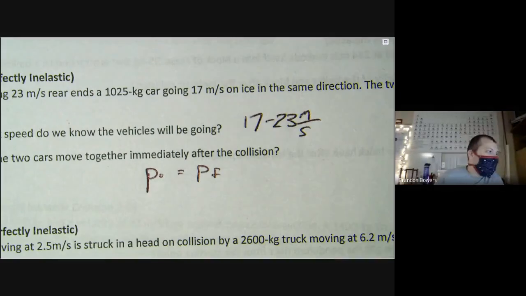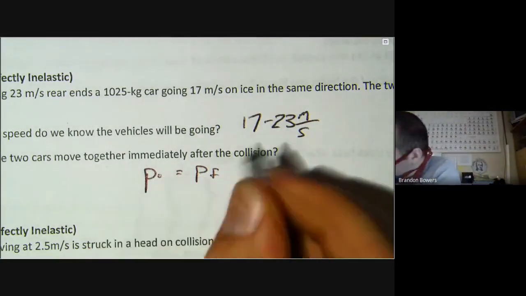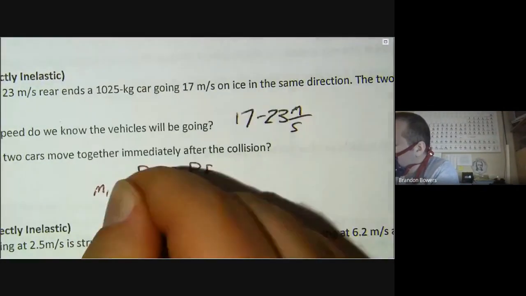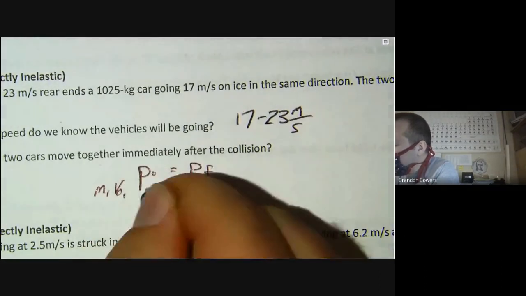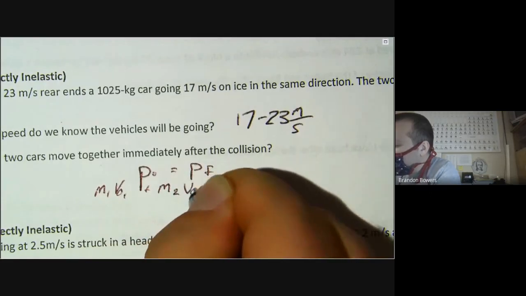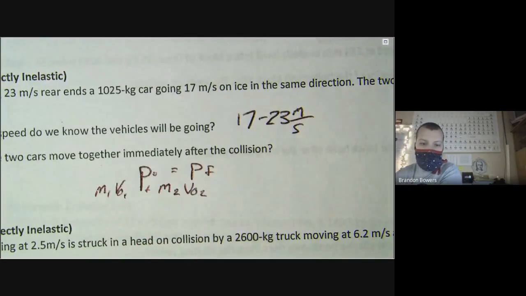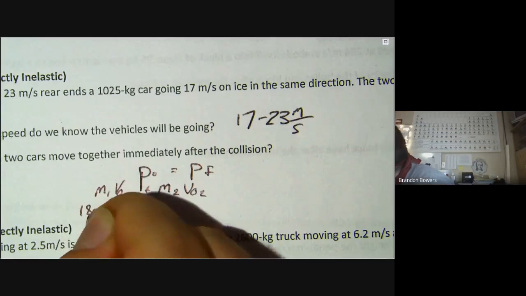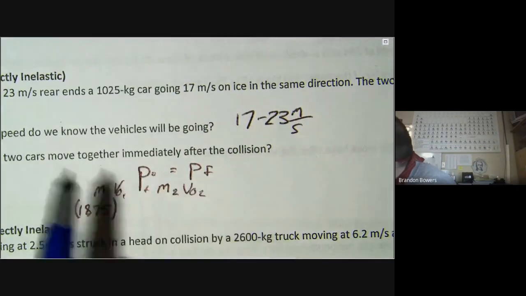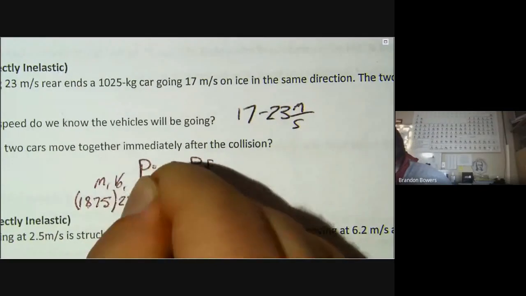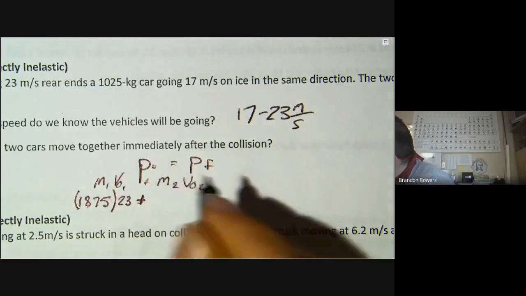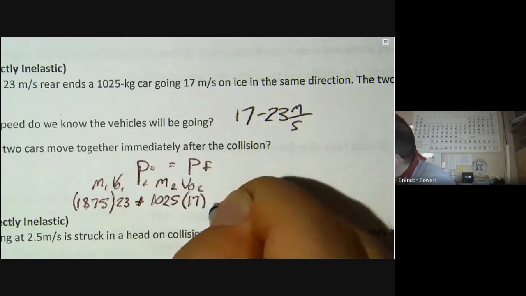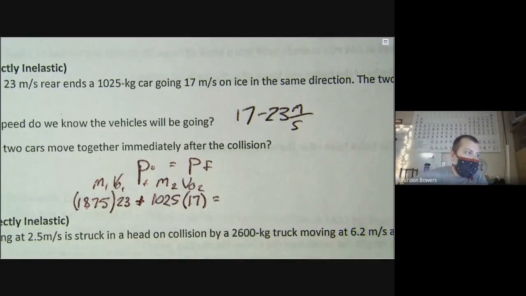All right. So we know the mass of car 1 times the initial velocity of car 1, and the mass of car 2 times the initial velocity of car 2. So the mass of car 1 is 1875. The velocity of car 1 we said was 23. Plus the mass of car 2 is 1025 times the velocity, 17. So that is going to equal my momentum in the final.